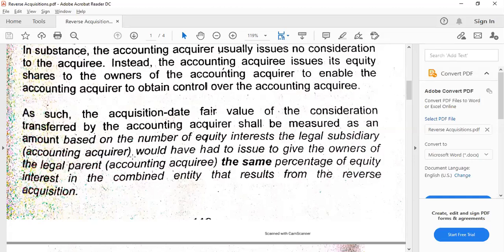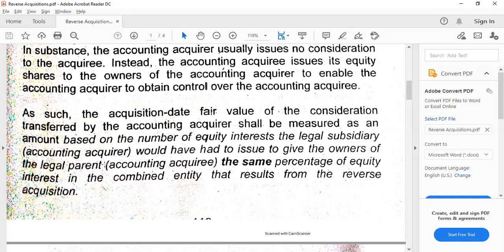So like by contract, we would see that it issues shares. So that's why in accounting, we just assume that the acquirer or the private entity issued shares then. So it would be that amount that it would have issued so that the owners of the legal parent or the accounting acquiree, that is the public company, would have also the same percentage of equity interest in the combined entity that results from the reverse acquisition, especially on the part of the private entity.